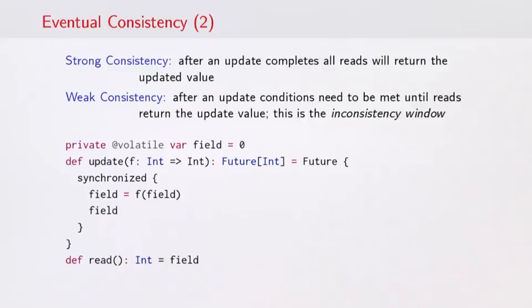By removing the blocking nature of the update method, we have also removed strong consistency, because calling update and then immediately calling read will probably not give us back the new value. It will take some time until the new value is visible. This is called weak consistency, and that means that after an update, certain conditions need to be met until the new value is visible, and this is called the inconsistency window.